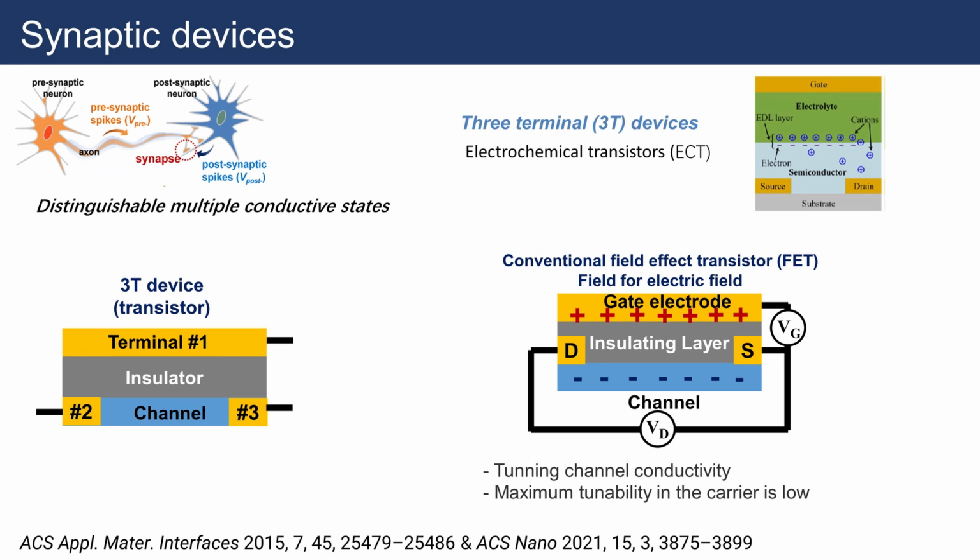Terminal 2 and terminal 3 are connected with the channel, and the channel helps us conduct electrons to provide conductivity. And then the other terminal, as I showed here, terminal 1, is separated from the channel by a thin insulator, and the insulator enables us to control the conductivity of the channel by voltage.